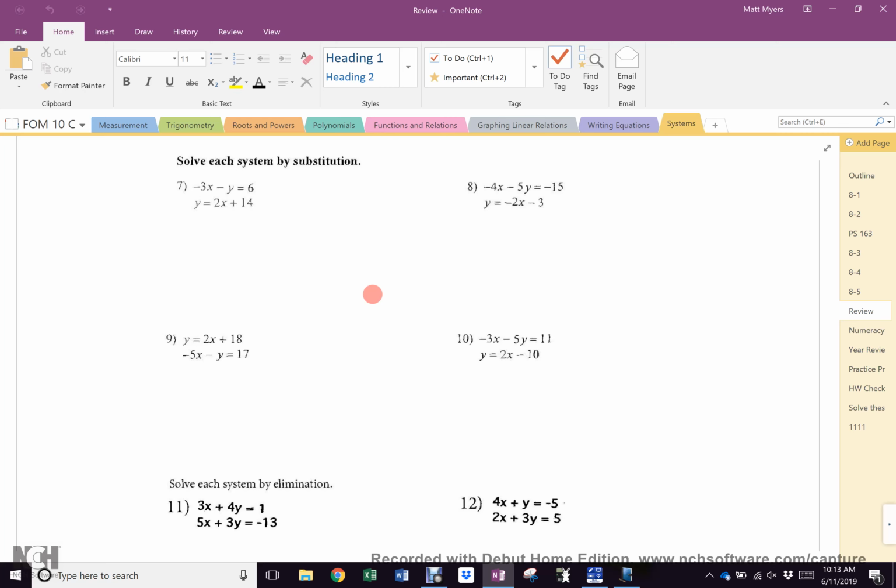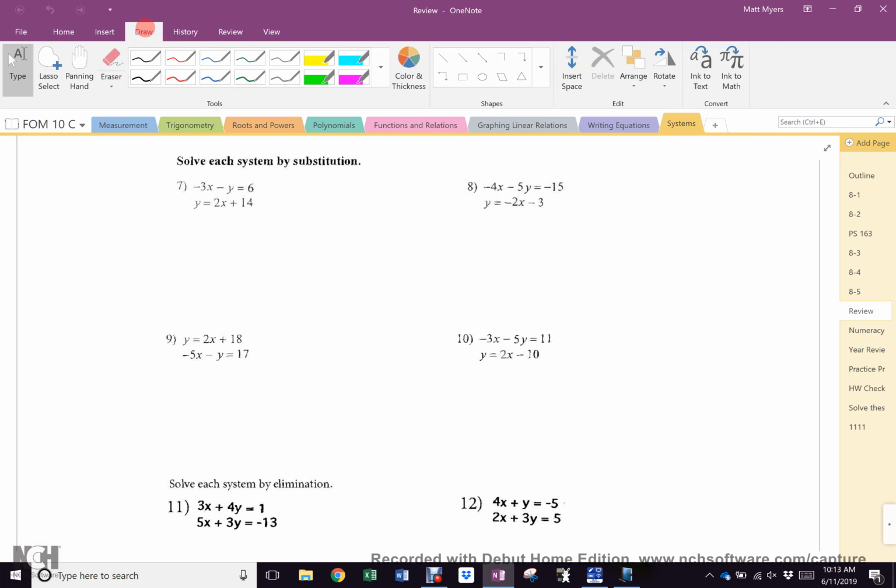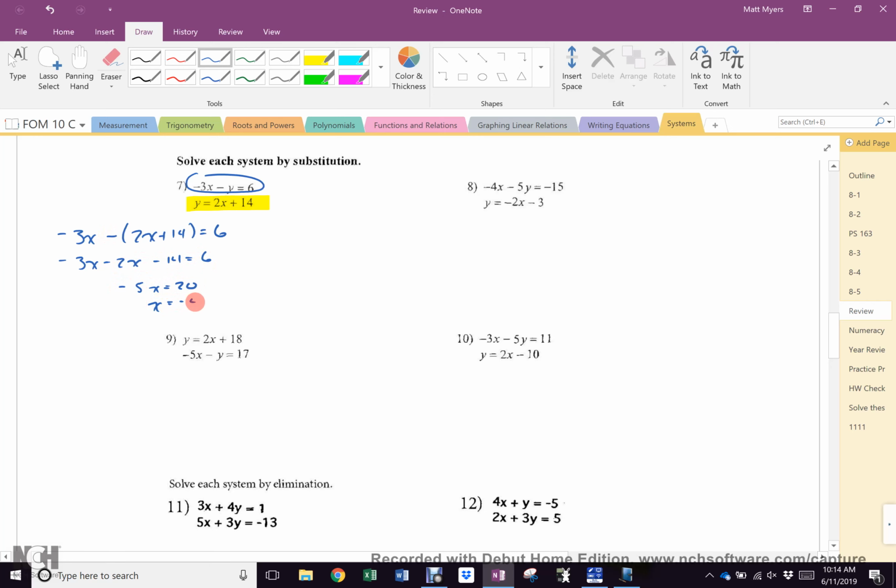All right. So in this very first question, you will notice that y is already isolated, which is half the work you need to do. Y equals 2x plus 14. So I go back to this question and I write -3x minus, now what is y? 2x plus 14 equals 6. Negative 3x minus 2x minus 14 equals 6, because of the negative out in front. Negative 5x equals 20. X equals negative 4.